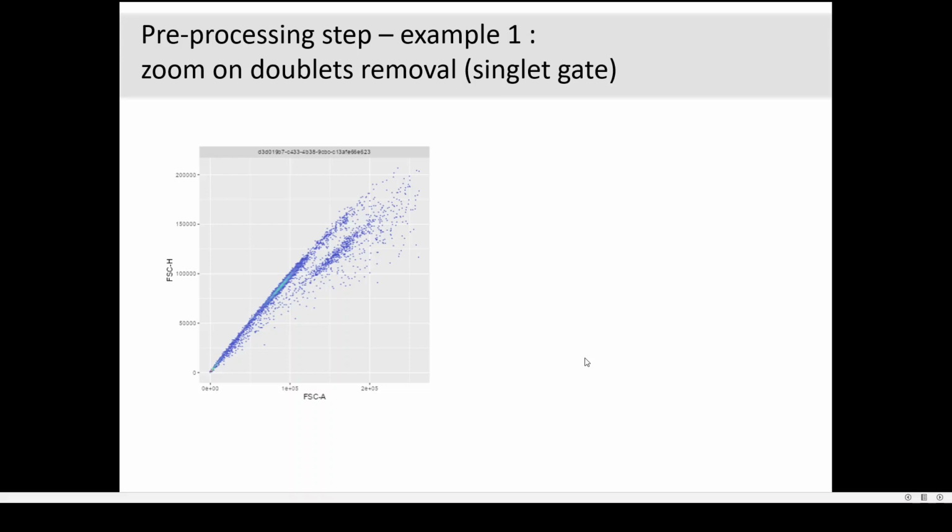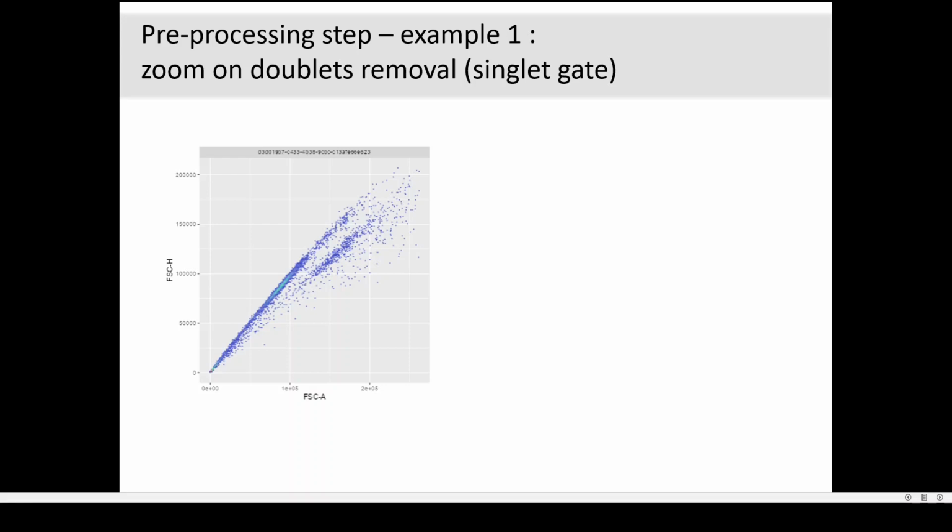And so, what does it mean exactly to automate pre-processing steps? Let's zoom into some examples. And let's first have a look at the step which is called the doublets removal or singlet gate. So in a typical pre-processing pipeline for flow cytometry data, we need to eliminate a series of undesirable events from the dataset. And one type of events is doublets. So doublets are the contrary of single cells.